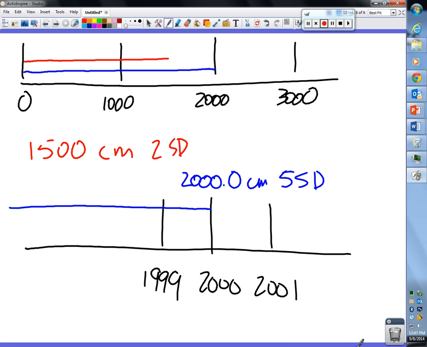Highlighted the same color? It's like the same line. Same thing. It's not the same thing. Okay, it's the same line, but is it the same measurement? Why? What's different? The ruler.